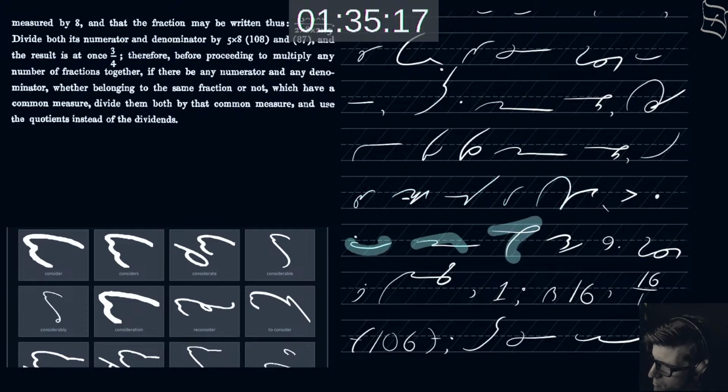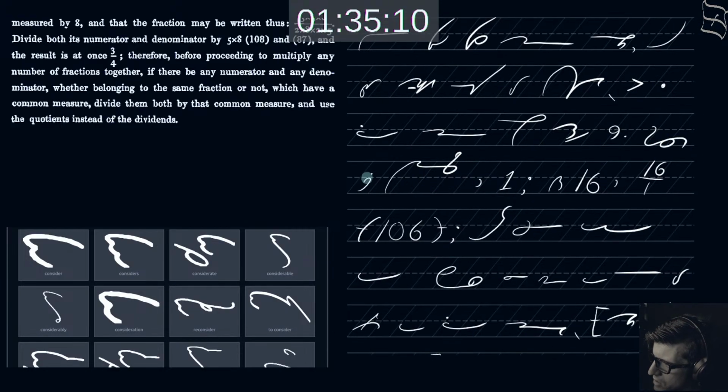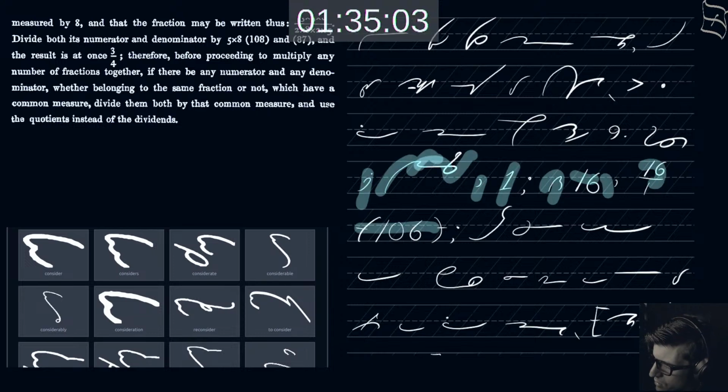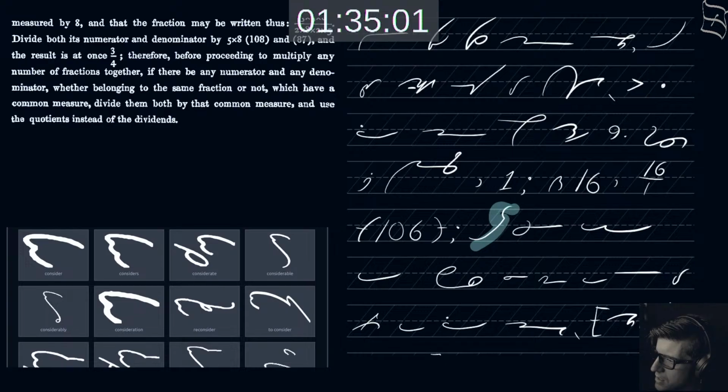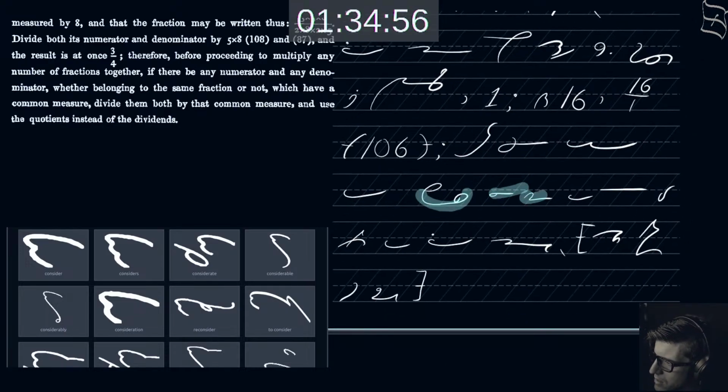A whole number may be considered as a fraction whose divisor is 1. Thus, 16 is 16 over 1, according to Article 109, and the same rule will apply when one or more of the quantities are whole numbers. And then here we have: consult textbook for examples.